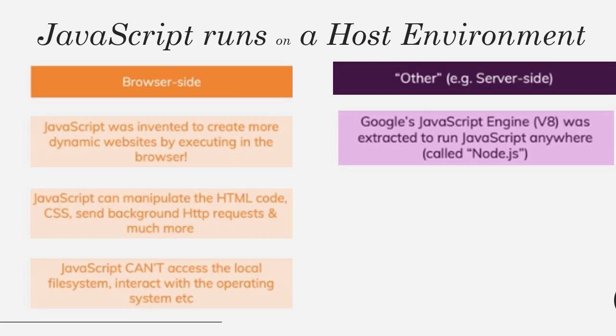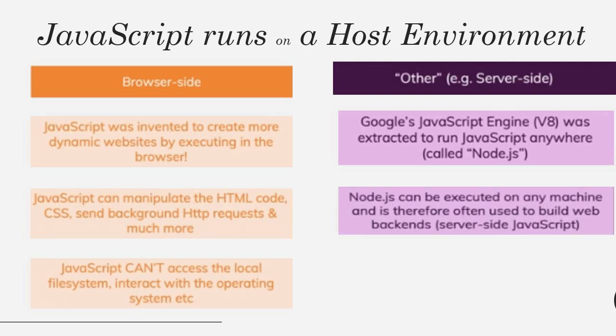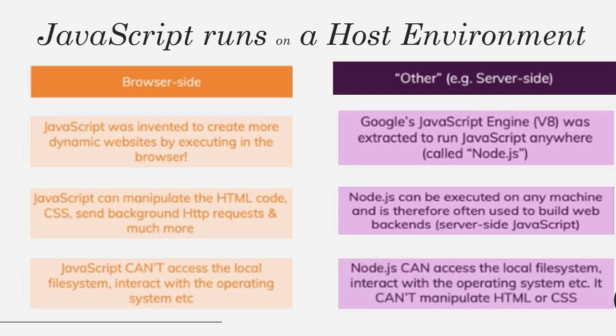On the server side, V8 was made independent as a standalone framework called Node.js. Node.js can run on any machine. We use it to build web backends. The benefit of Node.js is that it can access the local file system and interact with the operating system. It can't manipulate HTML and CSS.